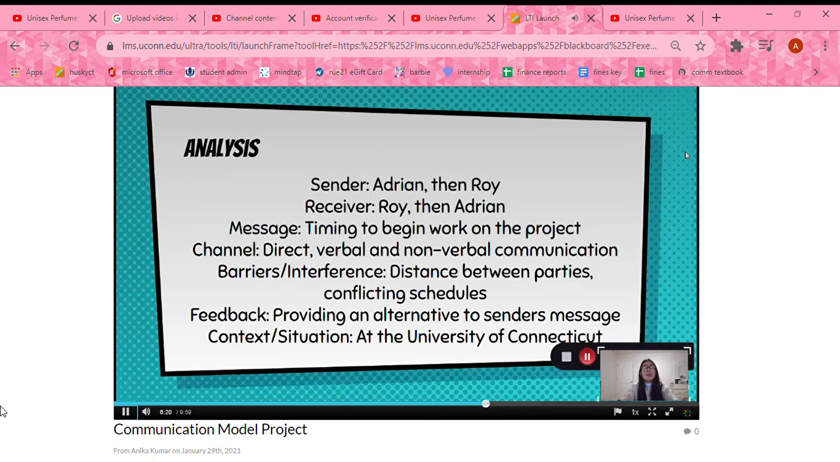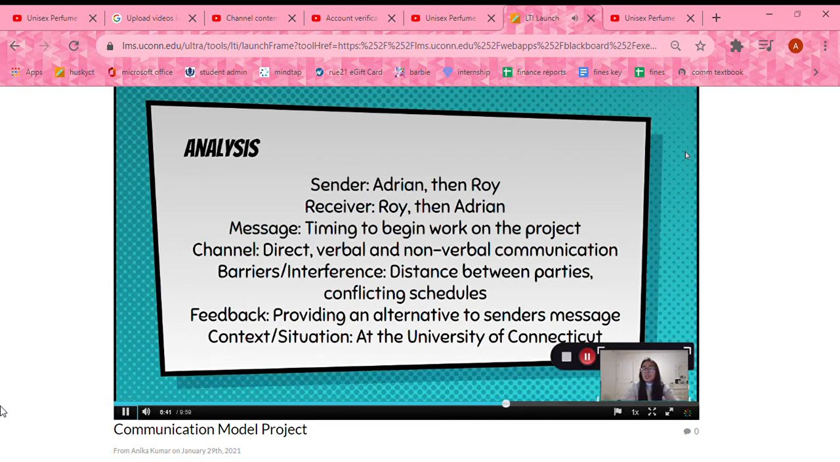So we have the verbal communication saying, oh, let me check my schedule. Are you free on this day? I'm busy from this time through this time. But there's also nonverbal communication in the sense that Roy is checking his schedule, and there's that waiting period in between where he says, okay, let me wait, let me look, one second.